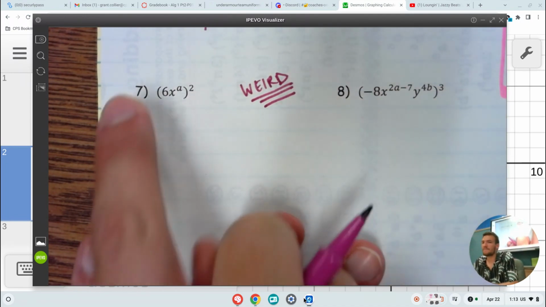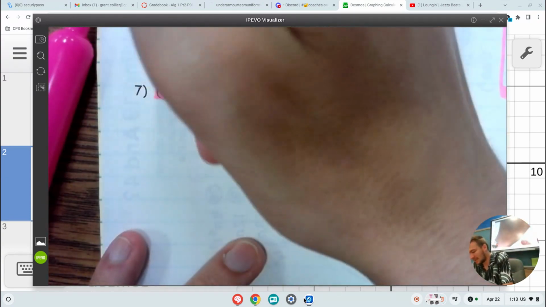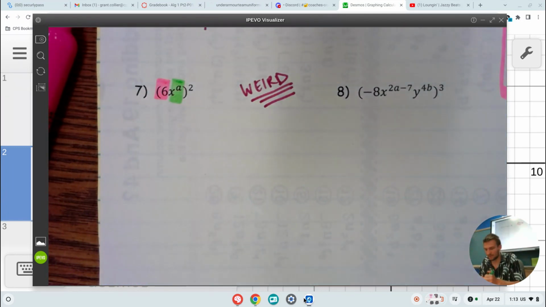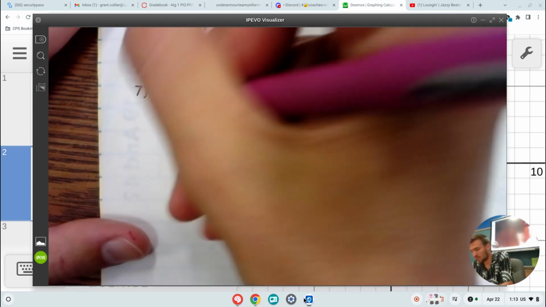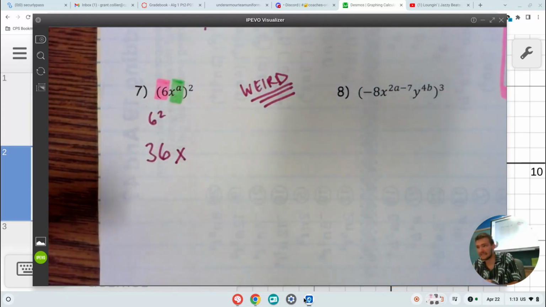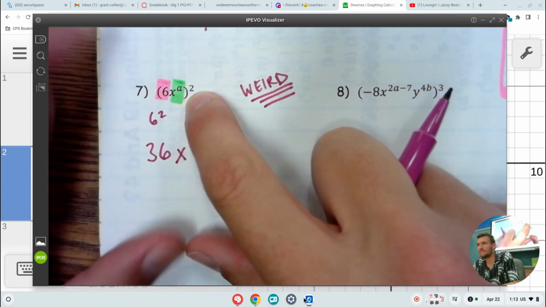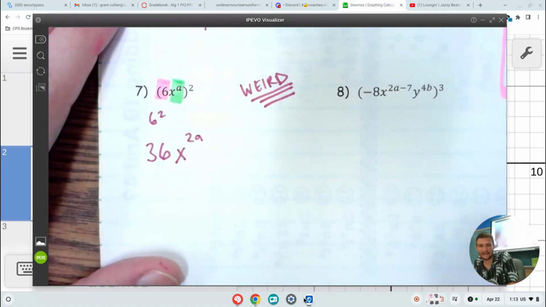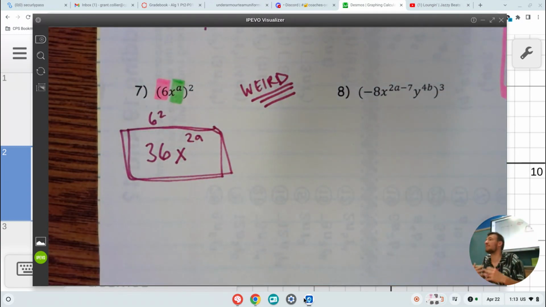Number 7. Okay, it's the same thing. We've got numbers or coefficients and variables, and they work different. When it comes to the 6, we have to do 6 squared, which is 36. And when it comes to the x's, we just need to multiply them. Well, how do you multiply a times 2? You just put 2a, right? Don't overcomplicate it for yourself. You're just supposed to multiply the exponents, so multiply them. A times 2 is 2a.